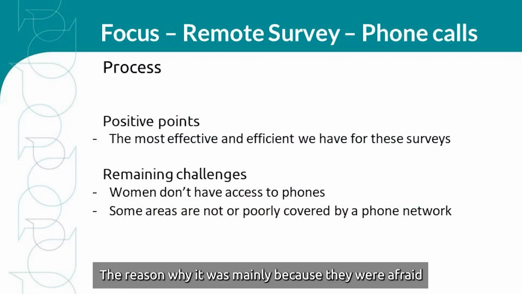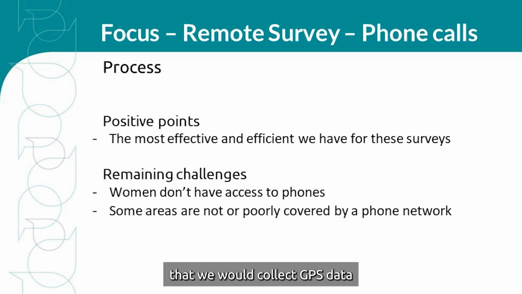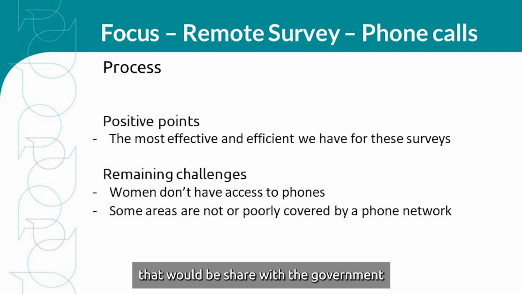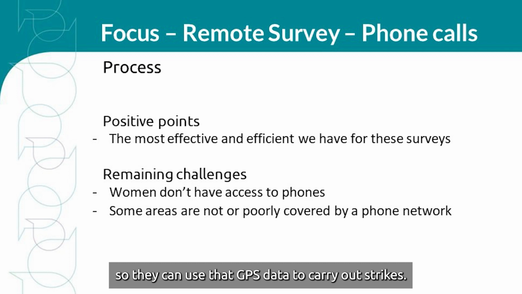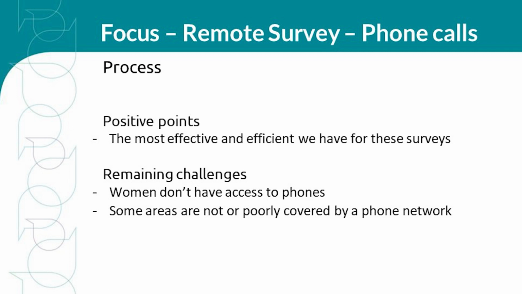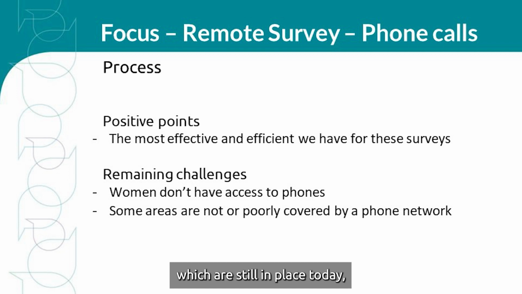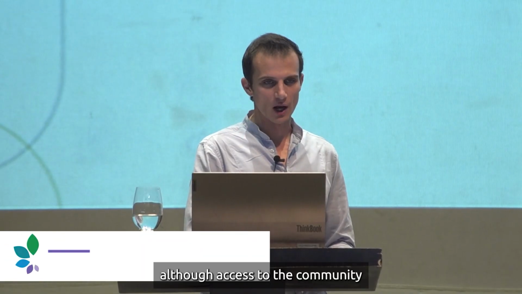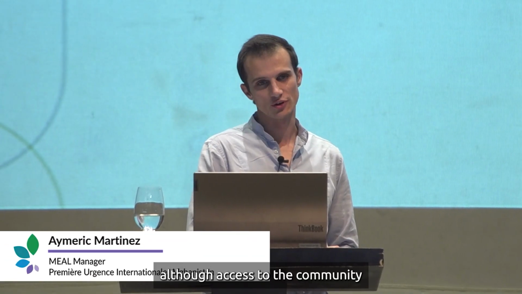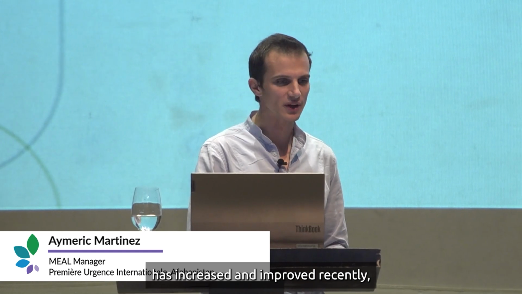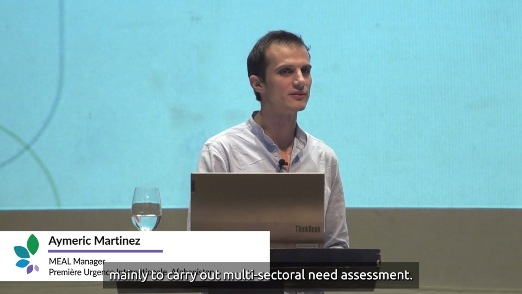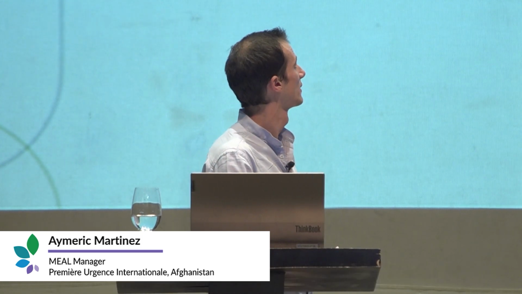The reason was mainly because they were afraid that we would collect GPS data that would be shared with the government, so they could use that GPS data to carry out strikes. This led us to set up two types of data collection, which are still in place today, although access to the community has improved recently, mainly to carry out multisectoral needs assessments.